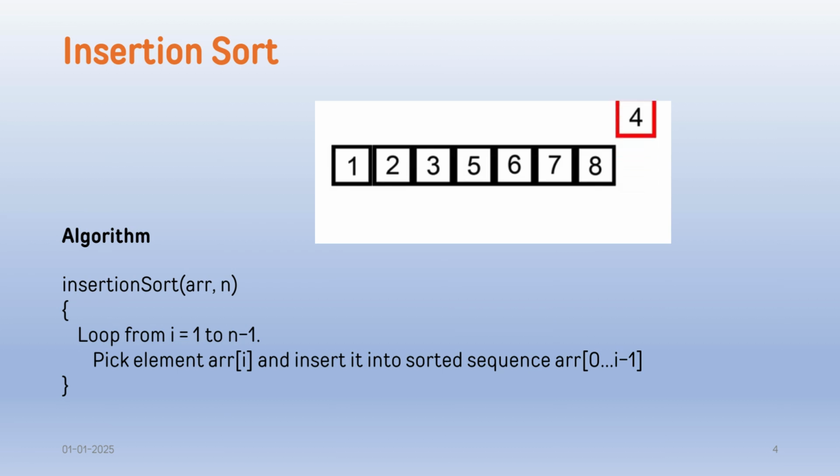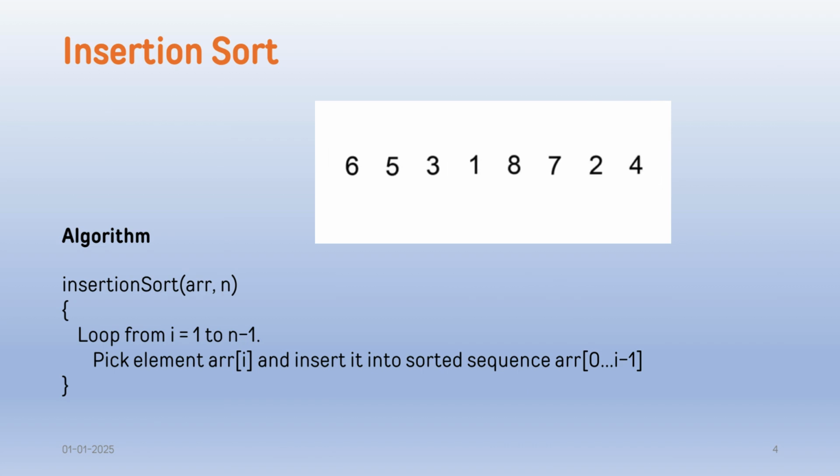At iteration 1, we have to sort the array indices from 0 to 2. For this, we pick up the element at array index 2 and compare it with A1. If A2 is more than A1, then no further comparisons are needed with the subarray elements to the left of A1, since this subarray is already sorted in ascending order. However, if A2 is less than A1, then we have to compare A2 with A0 as well.